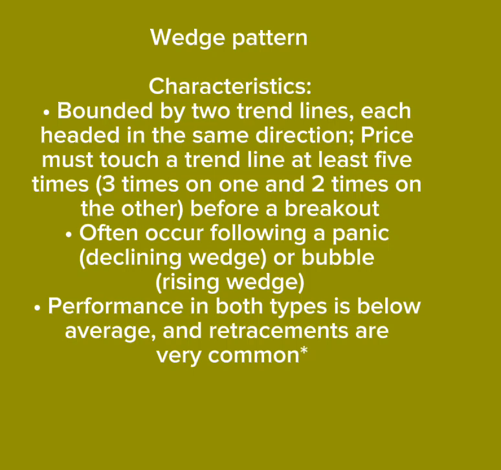Wedge pattern. Characteristics: bounded by two trend lines, each headed in the same direction. Price must touch a trend line at least five times, three times on one and two times on the other, before a breakout. Often occurs following a panic. Declining wedge, or bubble. Rising wedge. Performance in both types is below average, and retracements are very common*.